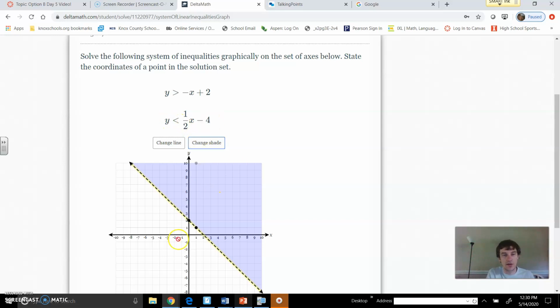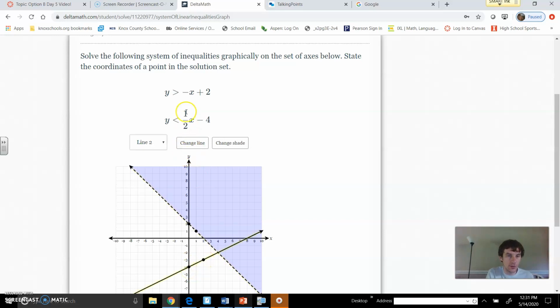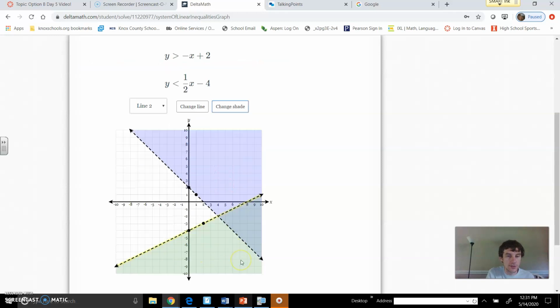This one, we're starting at negative 4. I'm going up 1, right 2. That's the slope here. Again, I want this to be a dashed line. And for this one, you want less than. So we got the lower end down here.